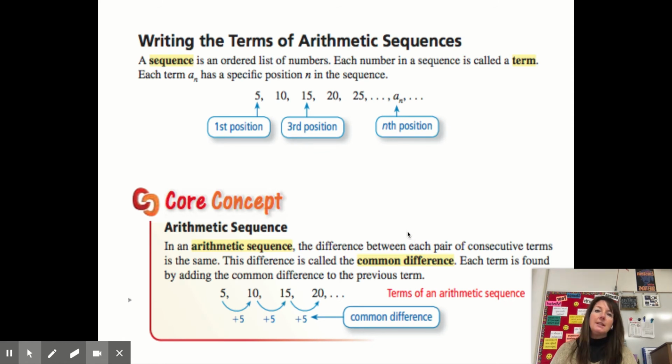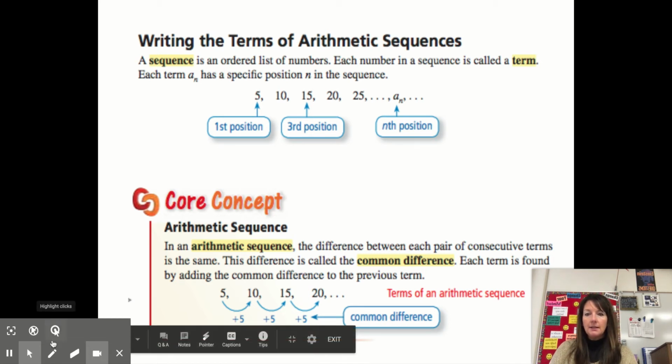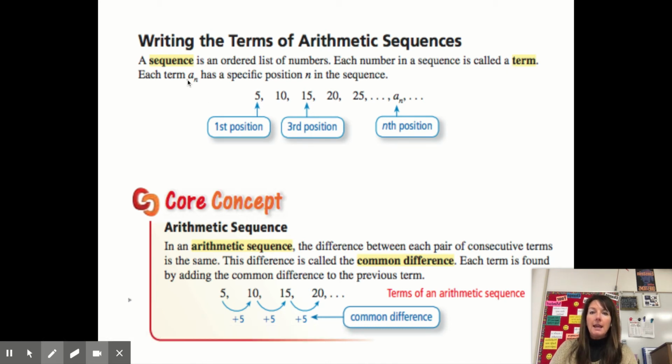So you probably are used to seeing things like this, where you're given some numbers and you're asked to write the next 3 terms or however many. Well, what we have to look at is in these sequences, it's an ordered list of numbers, and each one is called a term. This a sub n, it has a specific position. So this very first number right here is in the first position. That's the first term. So 10 would be the second term, 15 is the third term, 20 is the fourth, the fifth, and it goes all the way, to infinity really, and you have the nth term, which is a sub n.